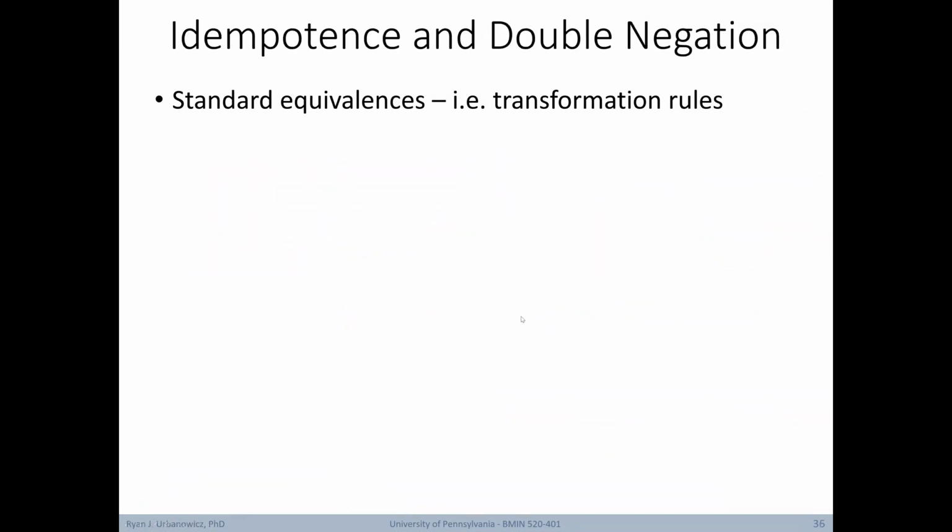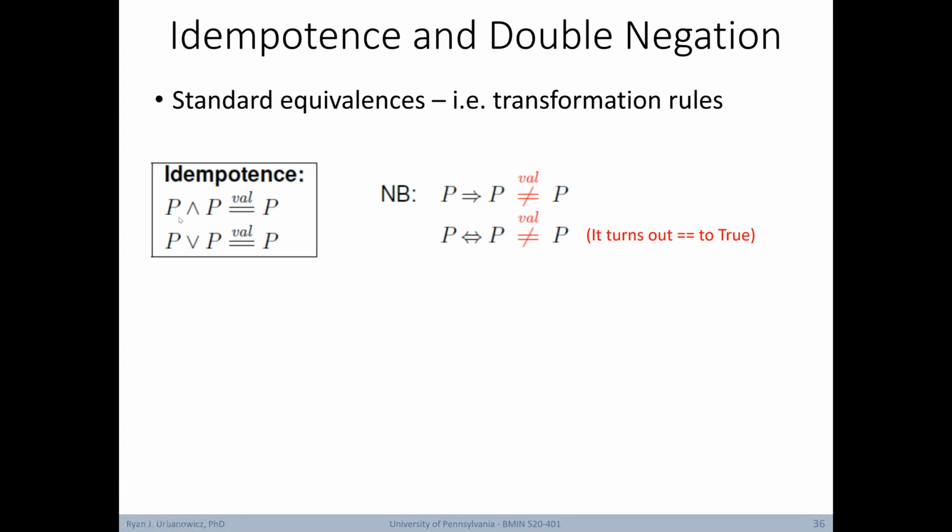Now let's talk about the equivalences idempotence and double negation. Idempotence basically says that if you have the same proposition connected by an and, it's the same thing as having that proposition once. The same is true with ORs. However, P implies P is not equivalent to P on its own. Also, P biconditional P is not equivalent to P. It turns out that this is equivalent to true. This is because P will always have the same truth value, therefore the value of P biconditional P is simply always true, or a tautology. Therefore it cannot have the same value as P.